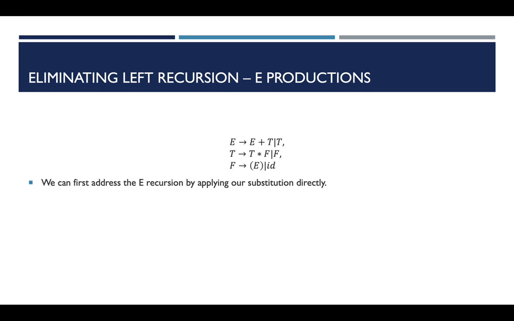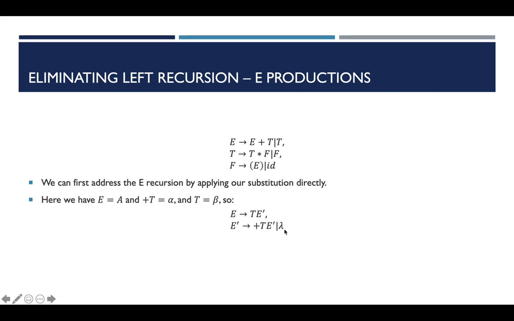So for these E recursions, we can recognize from the formula we have in the previous slides that the A variable in that substitution formula is our E. The alpha is going to be our plus T, and our beta, or our non-recursive right-hand side, is just the variable T. If we plug those values into the formula, our E production is going to be replaced with that beta, or that T, and our new right recursive variable E prime. Then we're going to have our alpha, which is plus T, appended to our new right recursive variable E prime, and then we're also always going to have this lambda.